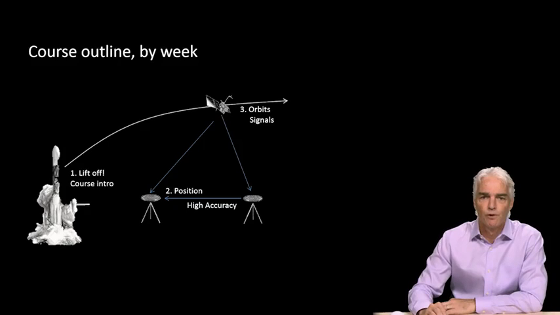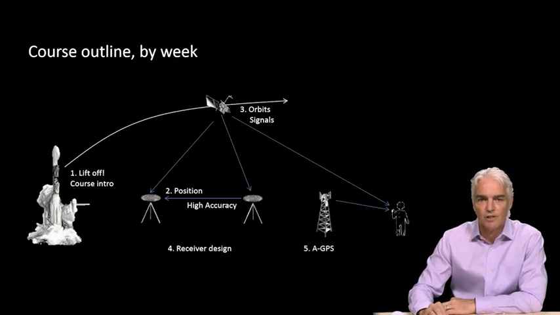Then, in week 4, we are ready to learn about receiver design. The goal of this week is to understand the basics of signal power and how a receiver acquires the GPS signal. In week 5, we move on to modern implementations, in particular assisted GPS, which allows your smartphone to acquire a GPS signal much faster than it otherwise would have.